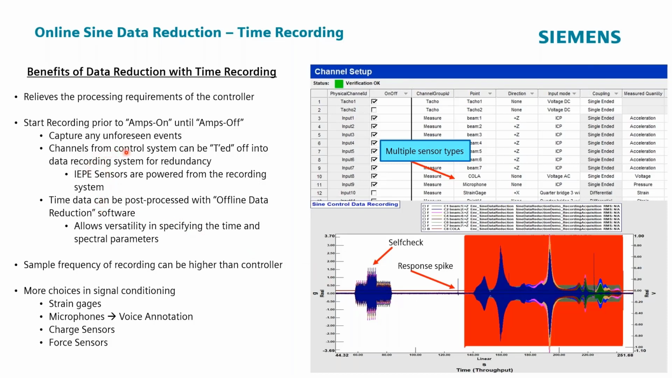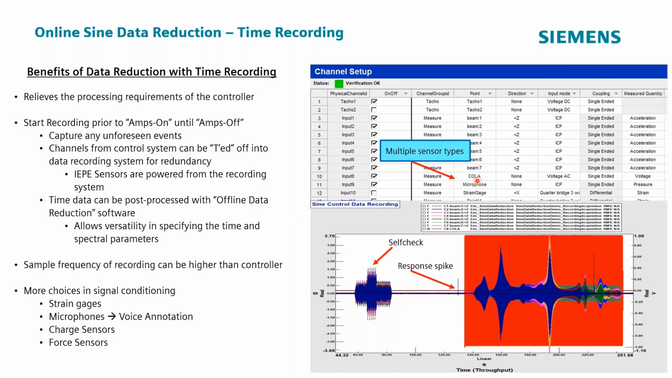And you might tee off some channels from your main controller and plug them into the recorder. You can power IEPE sensors with the recorder, of course, and you can also just record time data and then post-process it in offline data reduction.